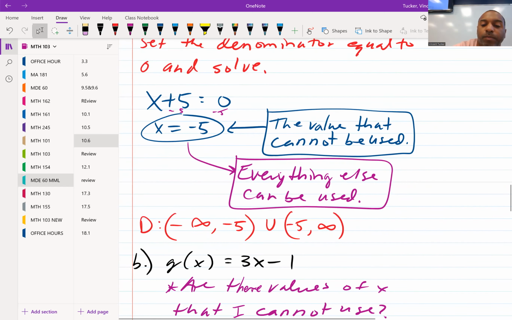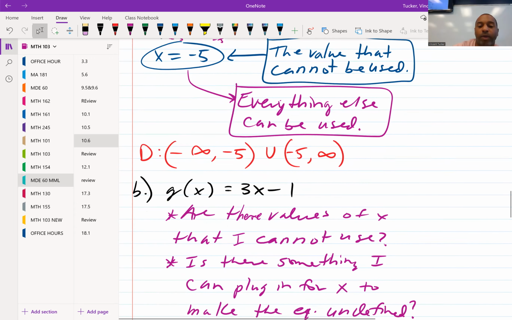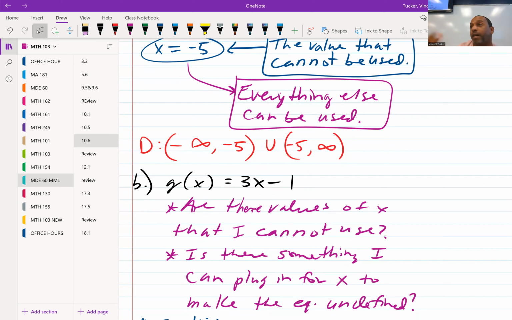Scrolling up some. All right, so here we have g of x is equal to 3x minus 1. Just like before, you want to ask yourself, are there values of x that you cannot use? Or is there something that I can plug in for x to make the equation undefined? Same thing as they were talking about with the fractions. With fractions, if you put something in your denominator that makes it 0, you get undefined.